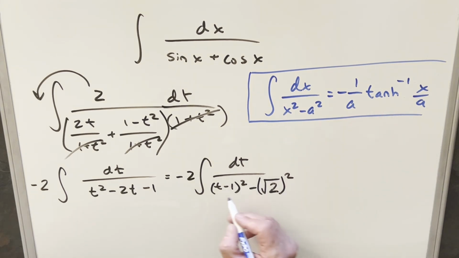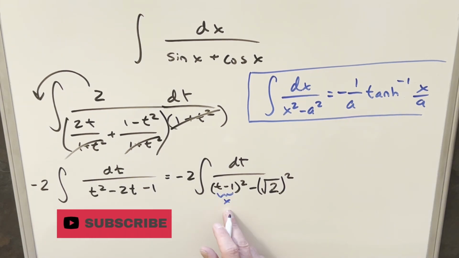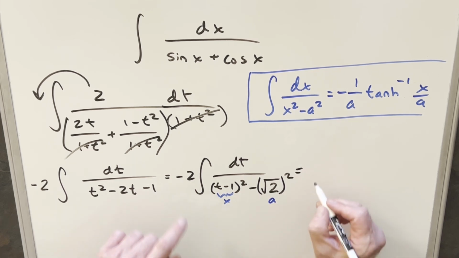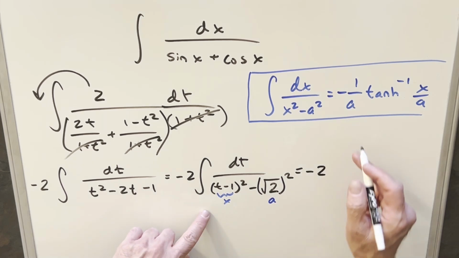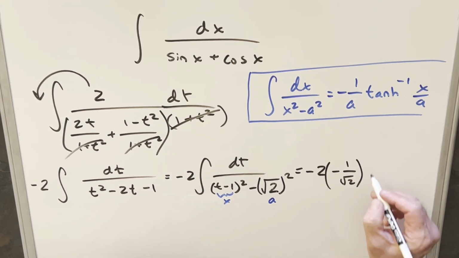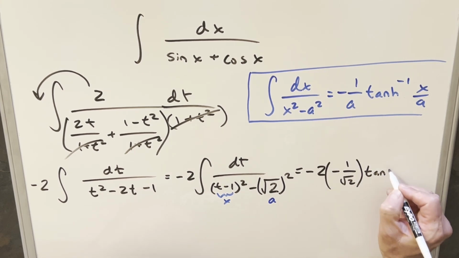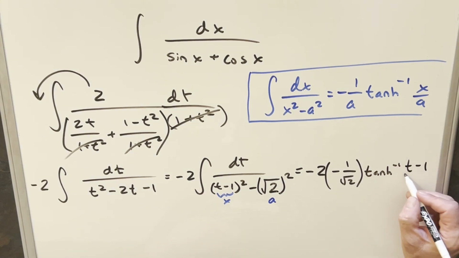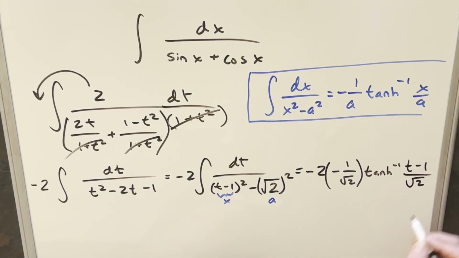So like matching up with this formula, our x value is just going to be this t minus 1 here. You could do another substitution, but it's not really necessary because the derivative of this is just going to be dt. And then over here, our a value is just going to be the square root of 2. So now going ahead with this, we'll pull this minus 2 in front, minus 1 over the a value, square root of 2. Then we're going to have this tangent inverse. The x value is going to be t minus 1 all over the a value, square root of 2.